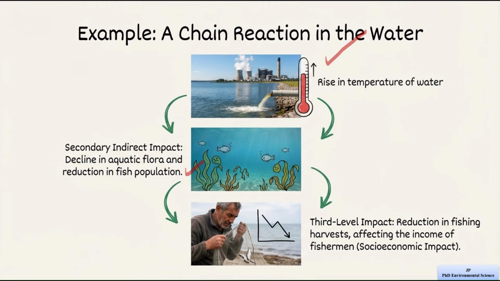Step 3, second indirect impact, that is, tertiary impacts. Fewer fish will be there, leading to lower fish catch, fishermen lose income, and this becomes a socio-economic impact. So you can see here why it is important. This shows indirect impacts can cascade, that is, one leads to another. They can move from environmental to ecological to economic. Higher level impacts are often more serious. Now in this example also, like earlier, hot water was discharged, leading to ecosystem damage, then further leading to economic loss.